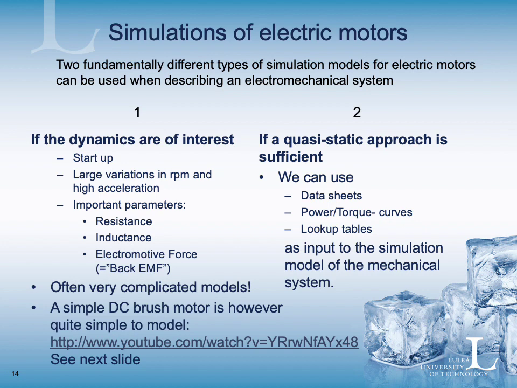But often we don't really care that much about the dynamics. We have some type of quasi-static approach, and that's sufficient. If we want to monitor energy consumption over a longer time, rather than exactly how it works with fast acceleration, then we can instead use data sheets, power or torque curves, or lookup tables as input to the simulation model of your mechanical system. And in this course you will try both of these types: the dynamic one, and the one where we are simulating longer sequences and the dynamic behavior isn't really important.